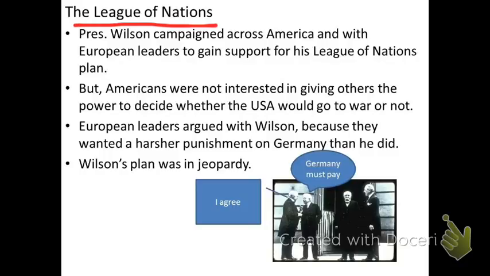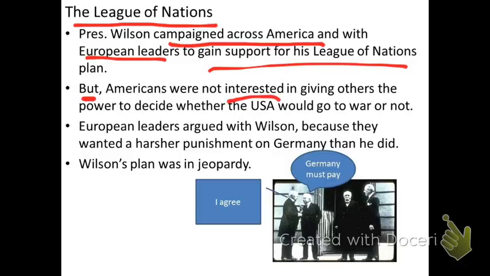President Wilson campaigned across America and with European leaders. So he campaigned here in America and with European leaders, the English and the French, to gain support for his League of Nations plan. But there's always a but. Americans were just not interested in giving others, particularly Europeans, the power to decide whether the U.S. could go to war or not.